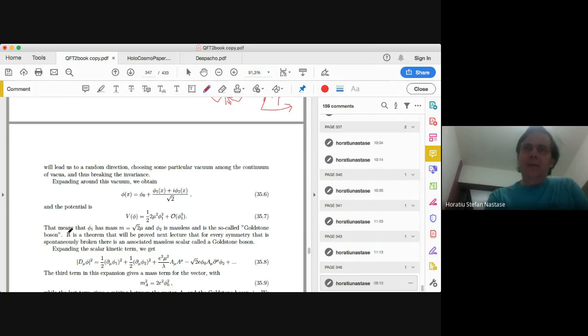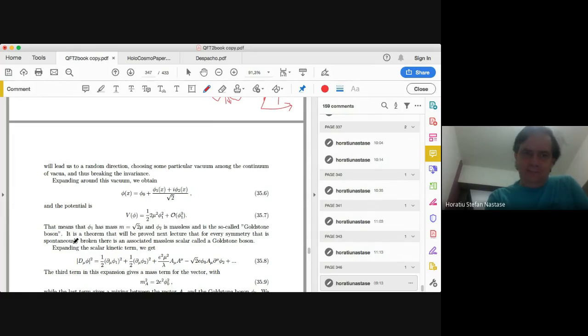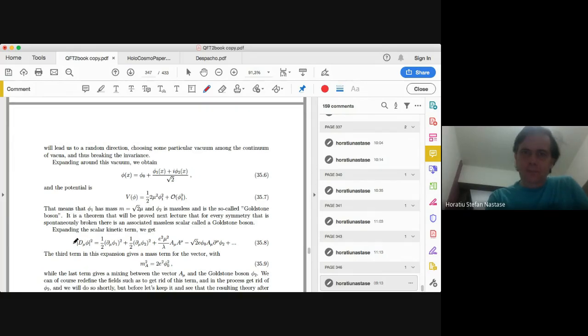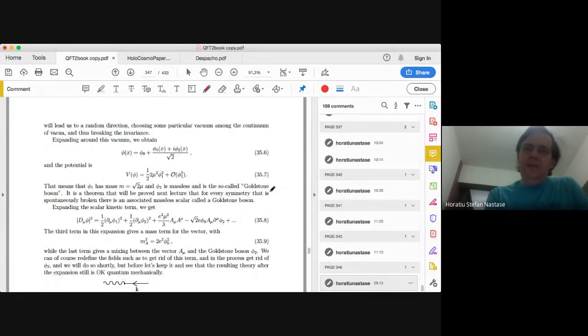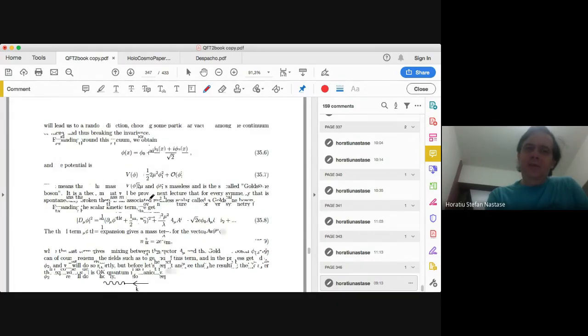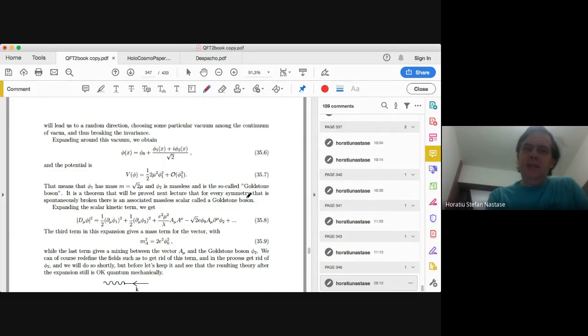So it's a massless field that corresponds to going into the direction of the vacua. It's a theorem that I'll prove next lecture, that for every symmetry that is spontaneously broken, there's an associated massless scalar called the Goldstone boson.